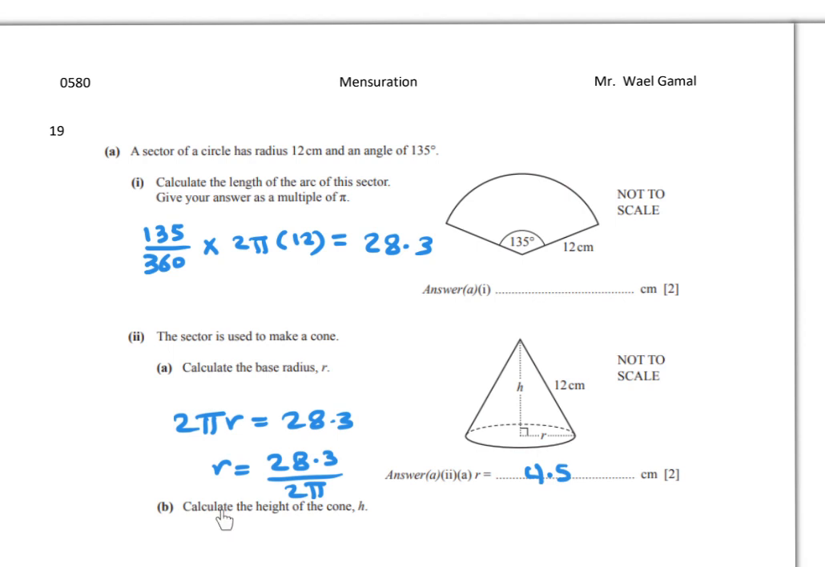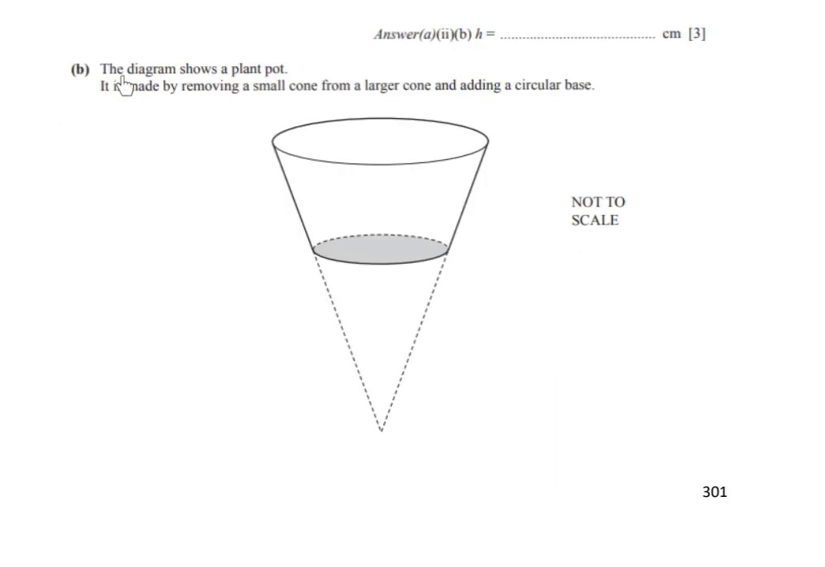Now calculate the height of the cone. We have the radius and we have the slant height, so we can find the perpendicular height. From Pythagoras, h equals the square root of 12 squared minus 4.5 squared. So 11.1 centimeters. Now for B, the diagram shows a plant pot.